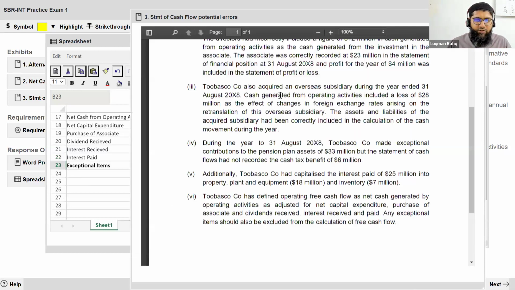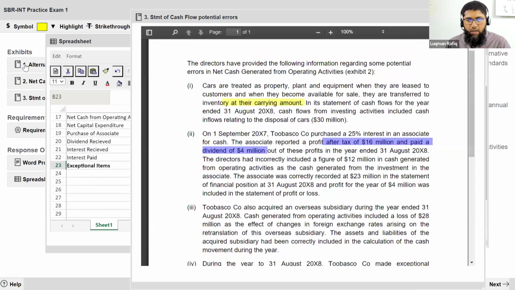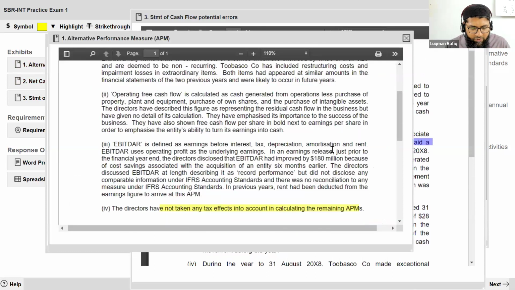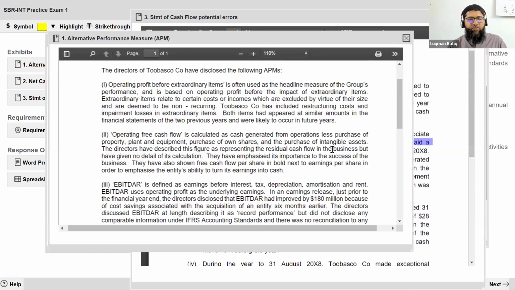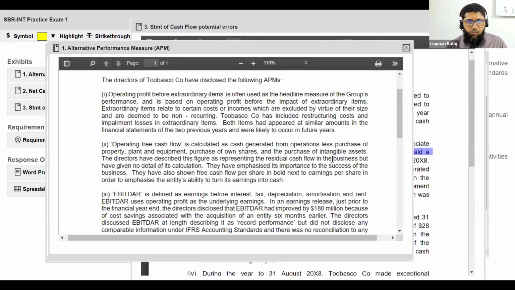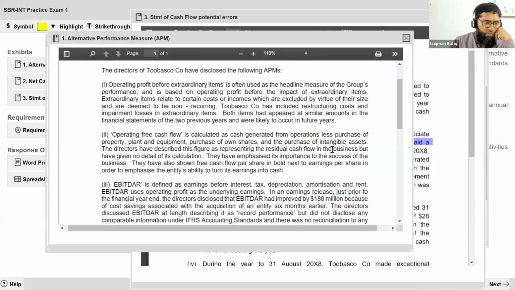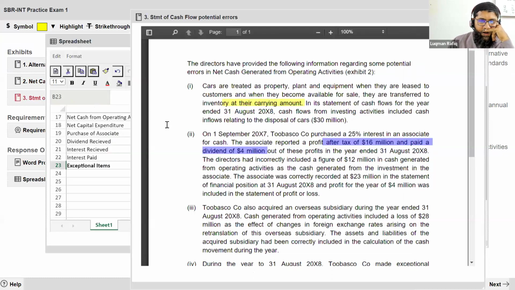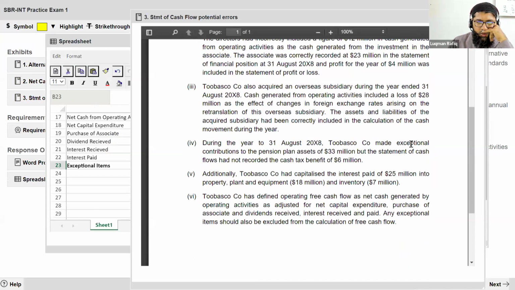Now what are the exceptional items here in the question? Are there any exceptional items? He did mention something about the exceptional items. Can you just read through it? Exceptional are the extraordinary items. Some non-recurring items, right? So we could just see which one of these items was non-recurring here. He made an exceptional contribution to the pension plan of 33, but the statement of cash flows had not recorded the cash tax benefit.